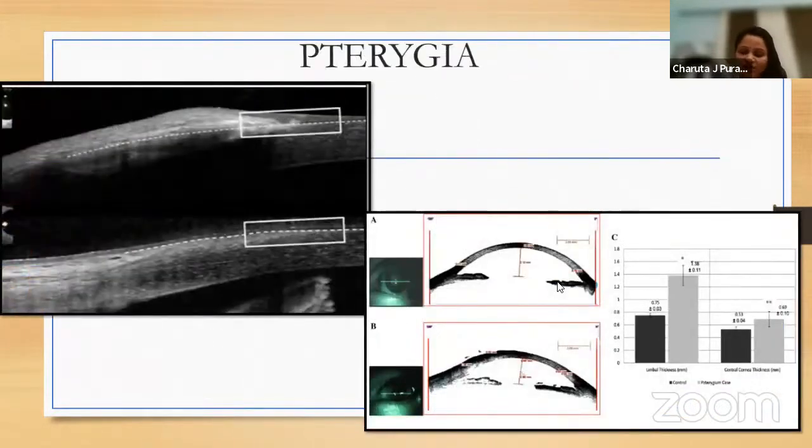Another interesting application is primary pterygia, wherein elevation of the epithelium by a wedge-shaped mass, which is separating the epithelium from the underlying Bowman's layer, is seen. The interpretation of the anterior segment OCT showing residual tissue can be used to predict the residual corneal opacity after surgery, and can also predict difficult tissue dissections.